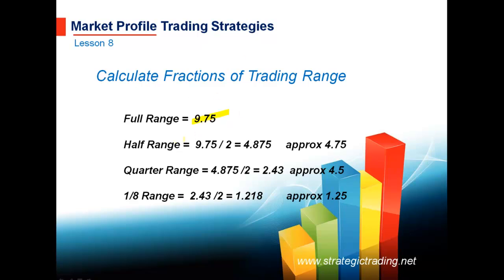All right. Now, armed with this number, here's what I want you to do next. I would like you to calculate half the range, which is basically take this number, divide it by 2, and it'll give you half. By the way, this technique works for any instrument that you want to trade. It's a very powerful technique. Okay, we're going to approximate 4.875. We're going to call that 4.75 on the ES Mini. A quarter of my range is going to be 4.5, and an eighth of the range is going to be about 1.25. So now I know what the full range is: half, quarter, and an eighth. Very simple, very easy math.